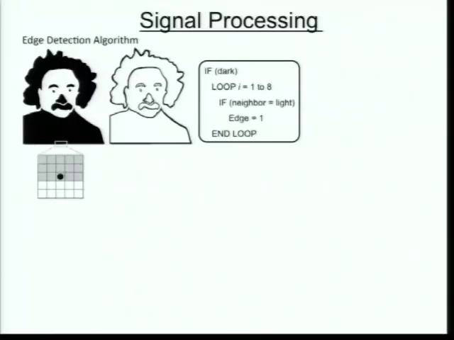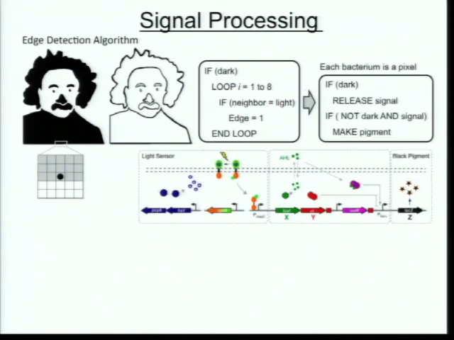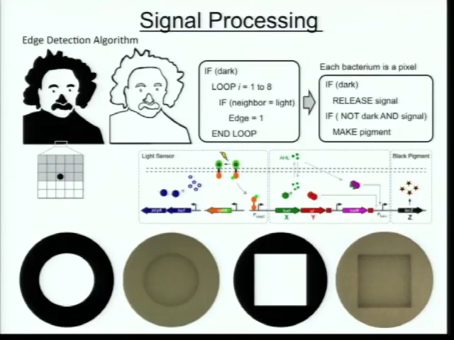Last year, we published an edge detection algorithm where we took a simple program where if every bacterium's a pixel and every bacterium's running this program, then they would be able to detect the edge. I'm not going to go into the details other than there's a series of circuits that we had to be able to put together in order to do this. And then now the bacteria are able to calculate where the edge is between the light and the dark regions.